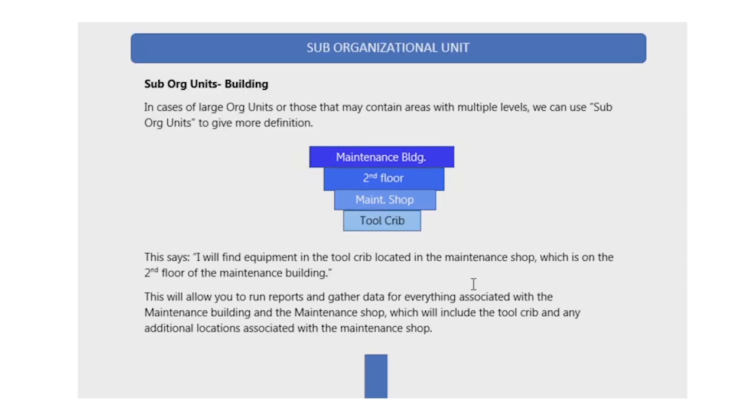In cases of large org units or those that may contain areas with multiple levels, we can use sub-org units to give more definition. This org unit says, there is a maintenance building and I have to go to the second floor where I'm going to find the maintenance shop. And in that maintenance shop is the tool crib where I can find the equipment that I am looking for.